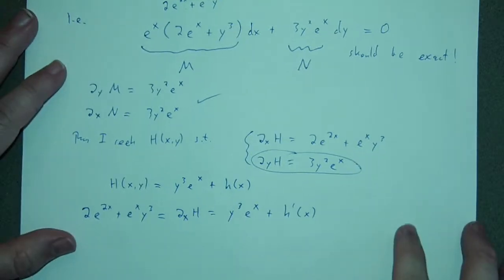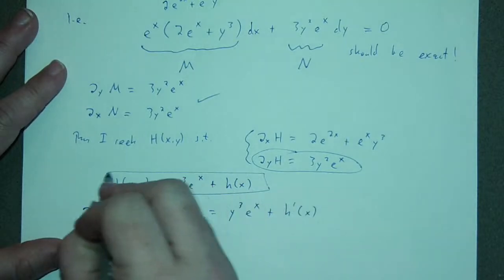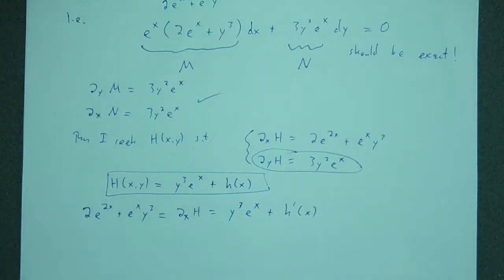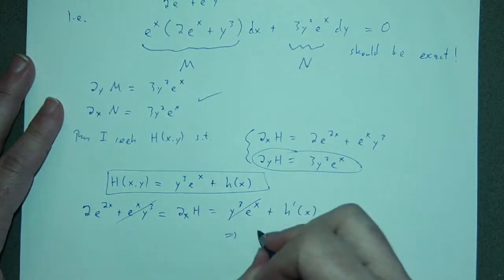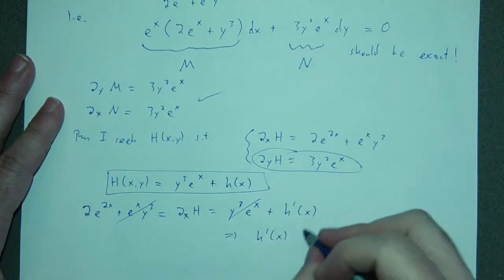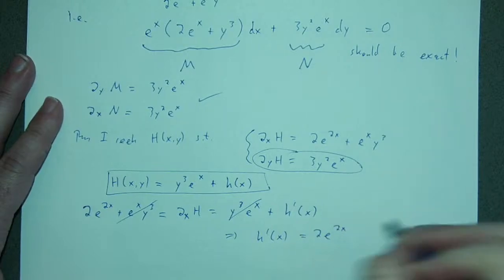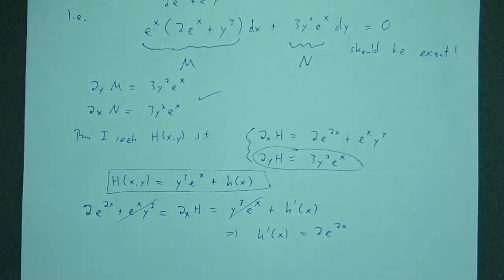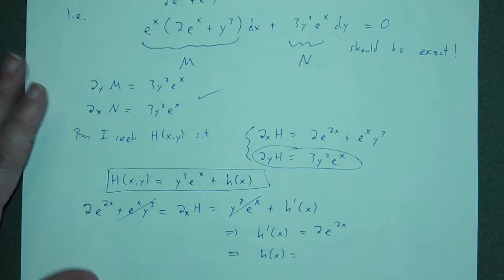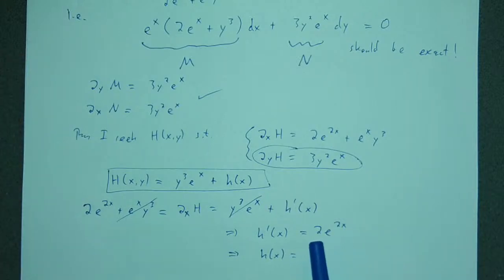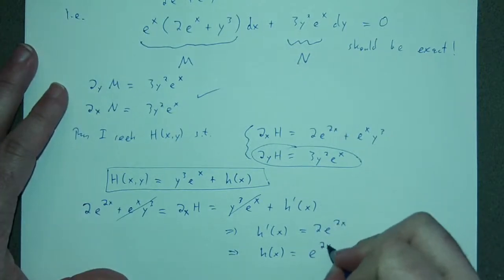So now, once I get to this step, I'm done except for finding this little h. So that's really all that's left here. Well, these two terms cancel, and what I'm left with is little h prime of x is equal to 2e to the 2x. Okay. Well, if I integrate both sides now with respect to x, what do I get? Little h of x is equal to the integral of 2e to the 2x. So I have a 2 dx, and that's exactly what I'd have here with substitution. So this is actually e to the 2x, right?